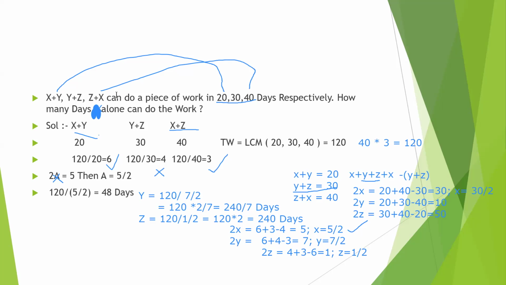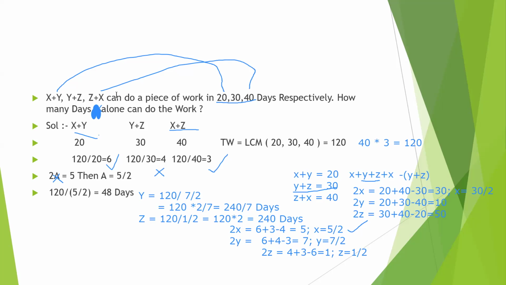Previously they gave only the work of one person or the combination of all the persons. Only single person work or all the workers' combination was given. But here the combination of two persons' work is given. Now we have to find the individual work.